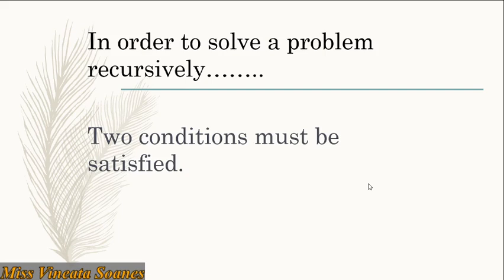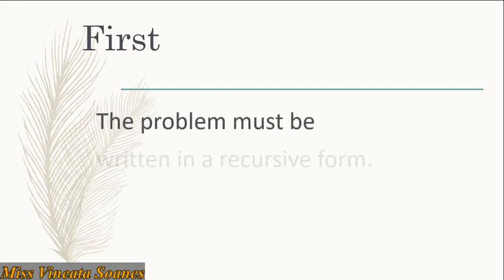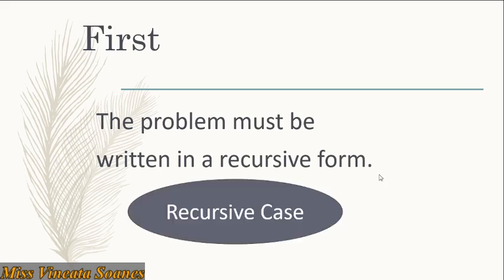Now these two things you have to remember in order to solve a problem recursively. We have two conditions that we need to have, meaning that if you're trying to solve your program recursively, then these two conditions should be applied. Number one, the problem must be written in a recursive form. Recursive form, now you understand what it means. It means that you have to call itself. That is also called the recursive case.